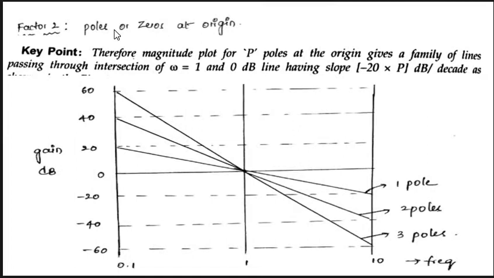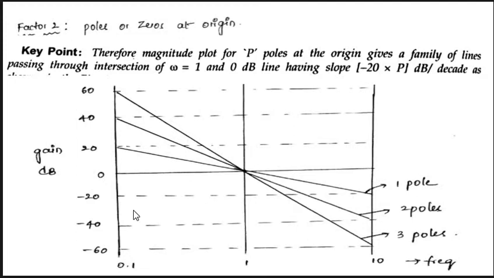So poles or zeros at origin. That means 1 by s, or s squared, or 1 by s squared, like that. If a given function is like that, how can you draw the Bode plot? First one is the magnitude plot. Both are required for the Bode plot, magnitude as well as phase plot. Initially we can draw the magnitude plot.